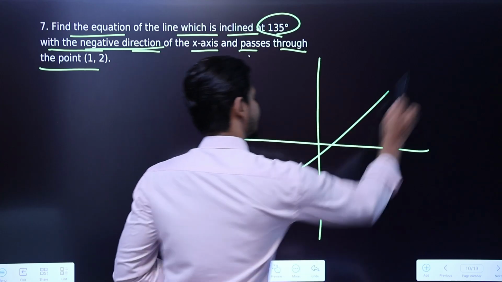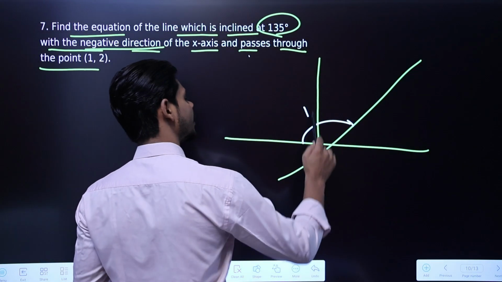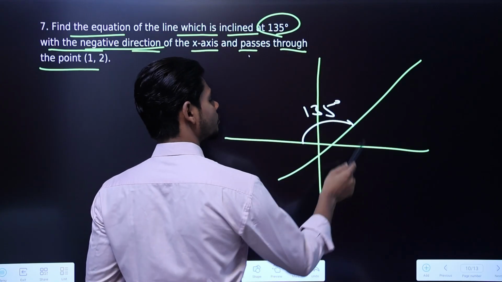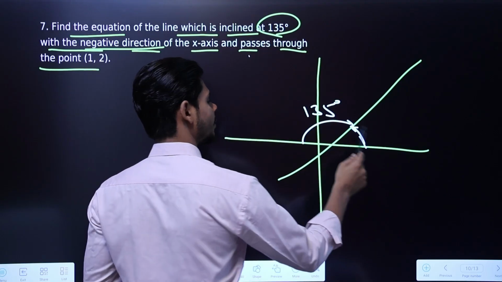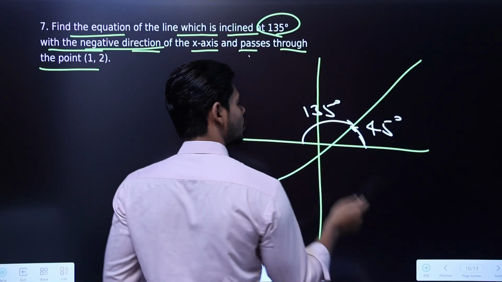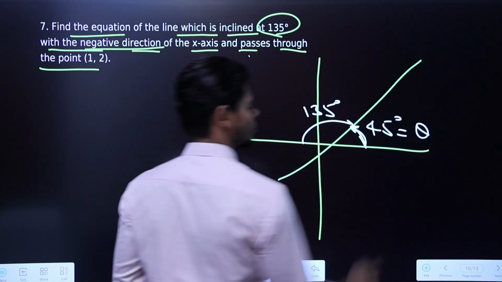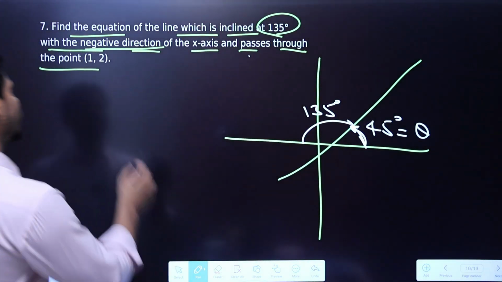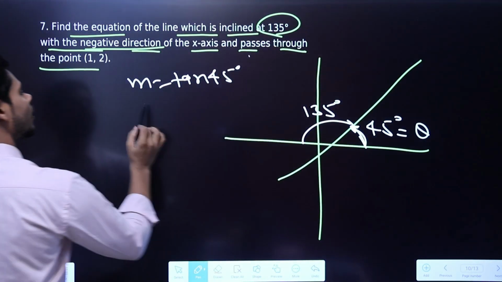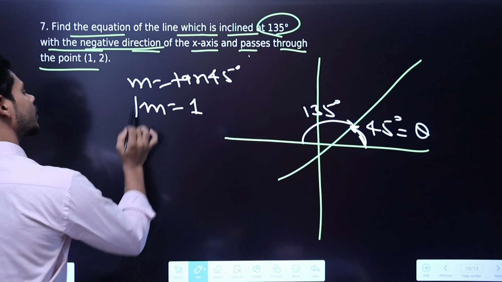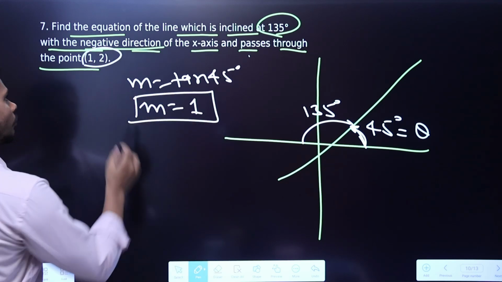So if this is 135 degrees with the negative direction, then the other one will remain as the angle sum, basically a linear pair, so it will be 45 degrees. Theta is always measured in the anti-clockwise direction, so this is your theta actually. So m is tan 45 degrees, which is 1.